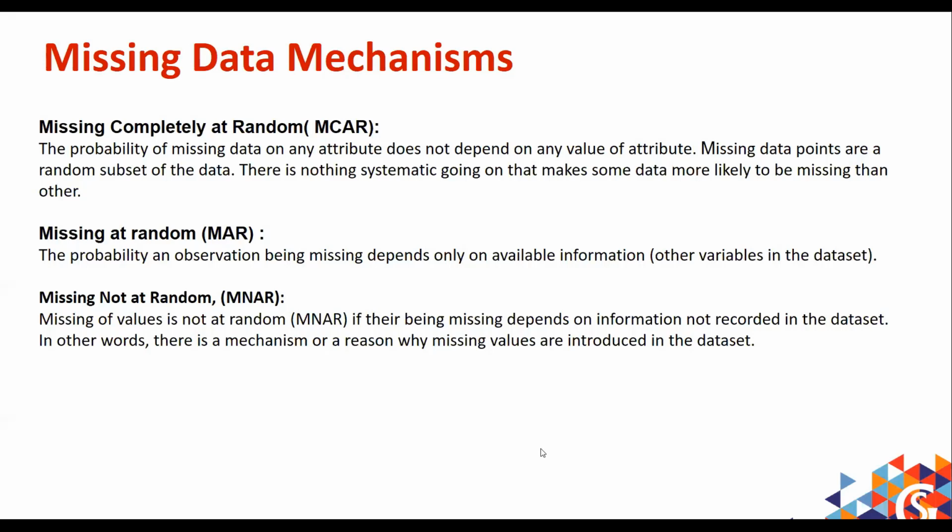Missing completely at random is one category. Here, whatever data is missing, you don't know anything about why it is missing. It is not at all related to any of the attributes. That kind of missing data is called missing completely at random. It is completely random; I don't know why this data is missing. Then the second is missing at random, the MAR category. In the MAR category, what is that? You can relate it at least with the other attributes.